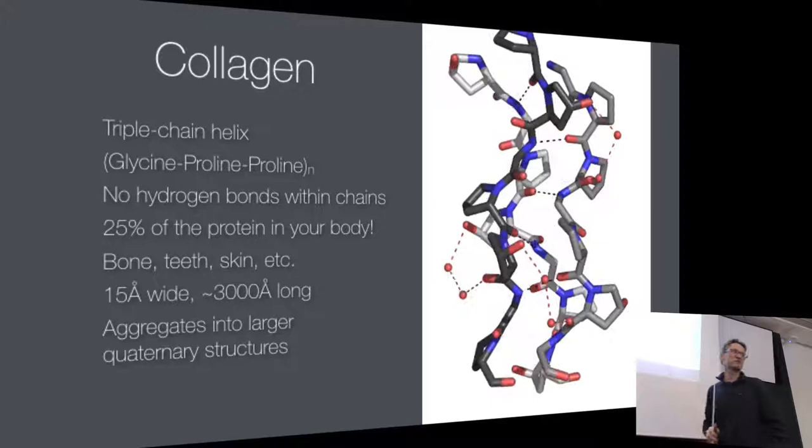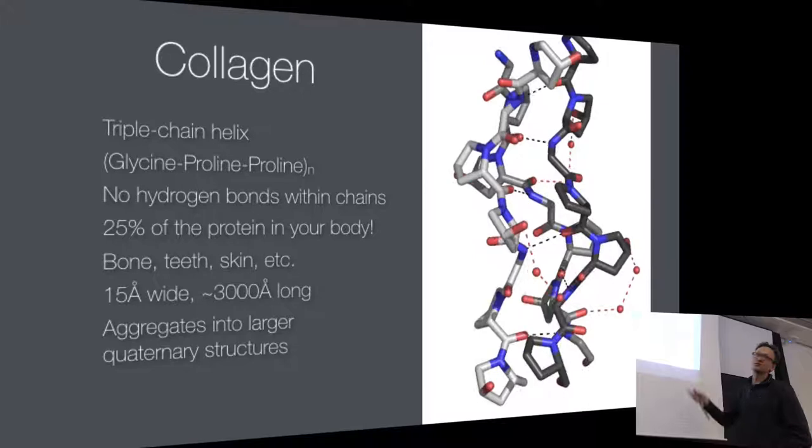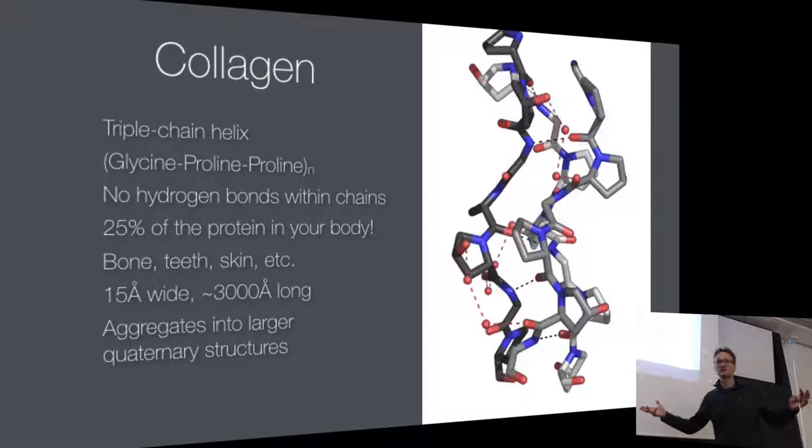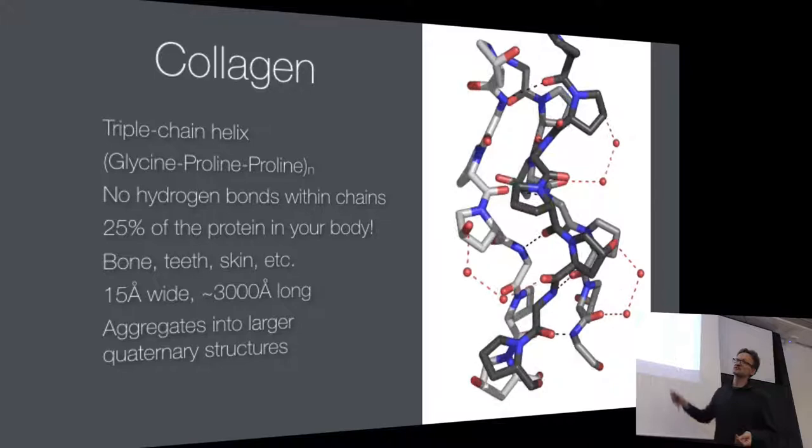This is roughly a quarter of all the protein in your body. All the boring stuff: bone, teeth, skin, and everything. It's kind of important to have. Yes, all these large fibers are fibrous. They have macroscopic extension, and it's typical that they might have 3 to 6 amino acids that are repeated.